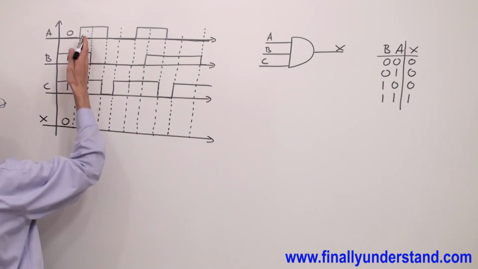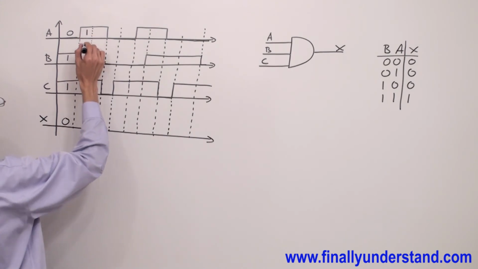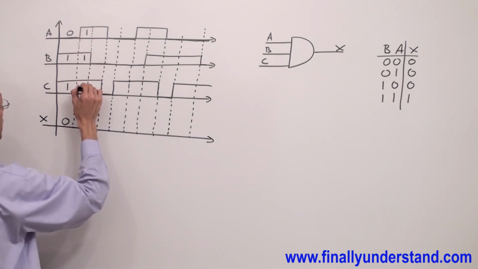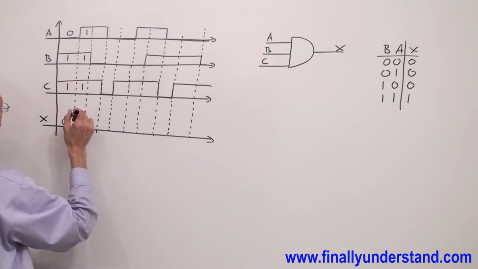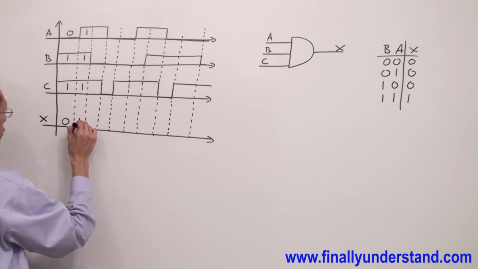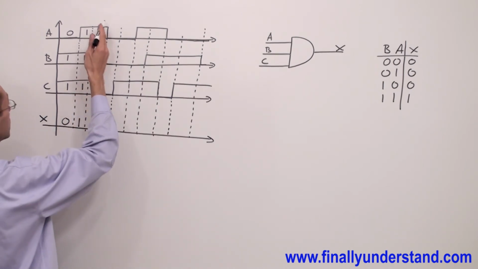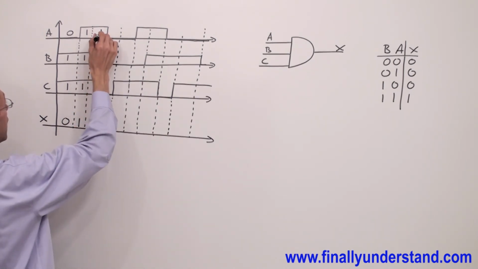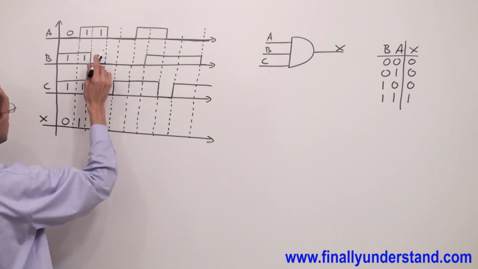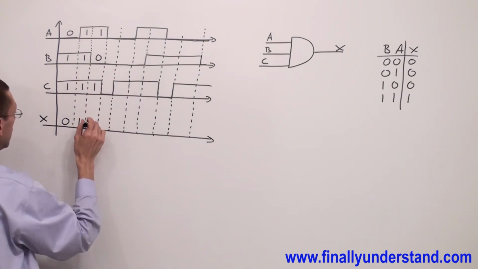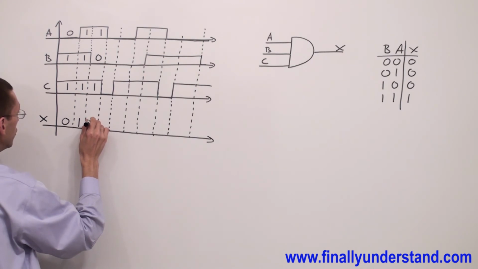Let's take a look at the next column. We have 1, 1, 1. At this moment, all inputs are receiving high. That's why my output is going to be high. Let's take a look at the next column. We have 1, 0, 1. We have 0. This 0 automatically brings 0 to my output.